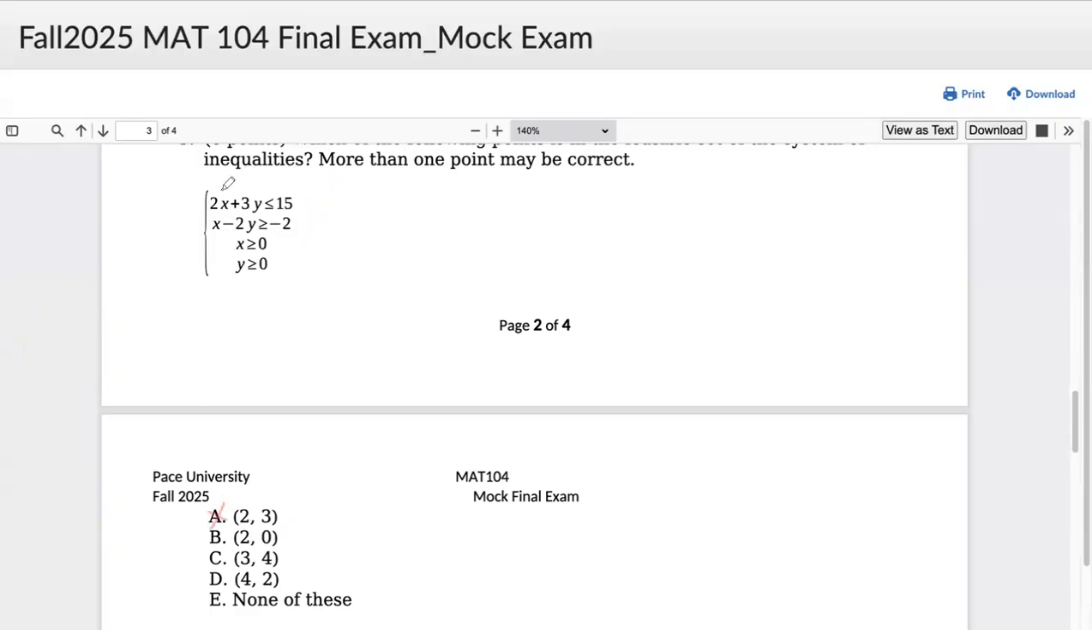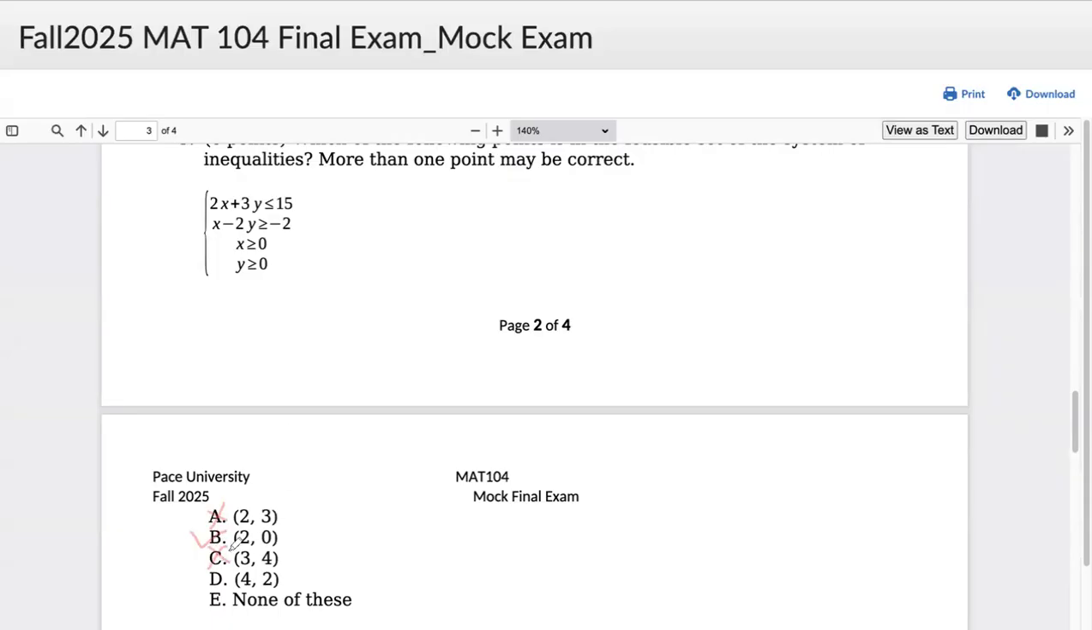Now let's check B. 2 times 2 is 4, plus 0. So 4 is less than 15. Then 2 minus 0 is 2. 2 is greater than -2. So yes, B is one solution. Let's check C. 3 times 2, 6. Plus 12. 6 plus 12, 18. 18 is not less than 15.